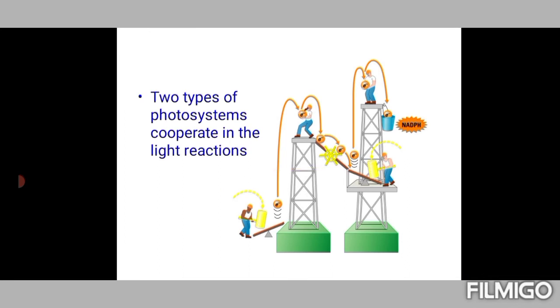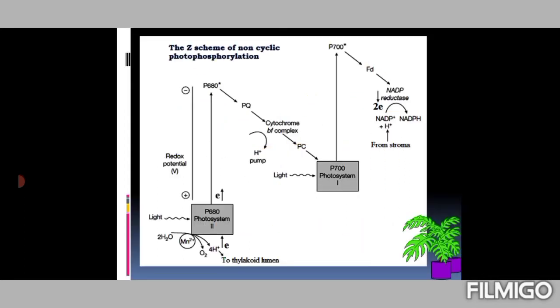And one more point is that this is also called the Z scheme. It is because of the energy levels shown here, the way the electron travels looks like the English alphabet letter Z. So this is called the Z scheme.